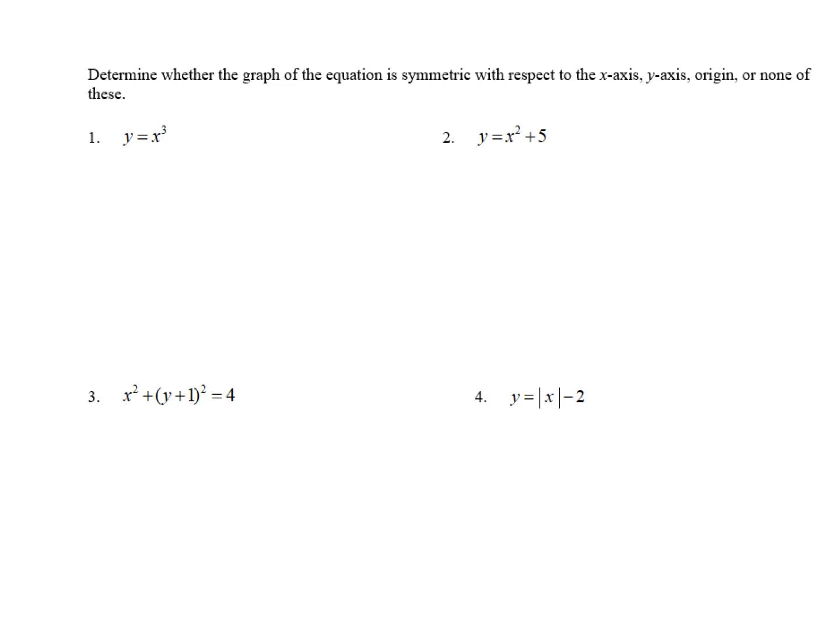That means I'm going to plug in negative x. So plugging in negative x means I'm going to do y equals negative x cubed. When I simplify that, it gives me y equals negative x to the third power, because this is negative x times negative x times negative x. It's negative x to the third. Well, that is not exactly the same as y equals x to the third power. So we do not have symmetry with the y-axis.